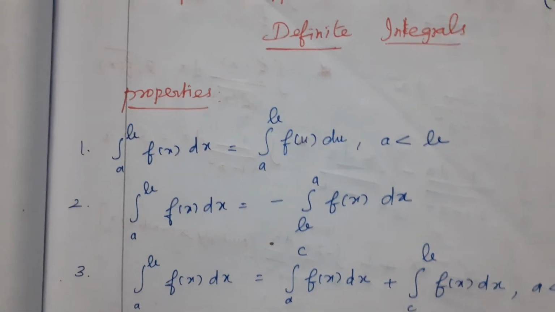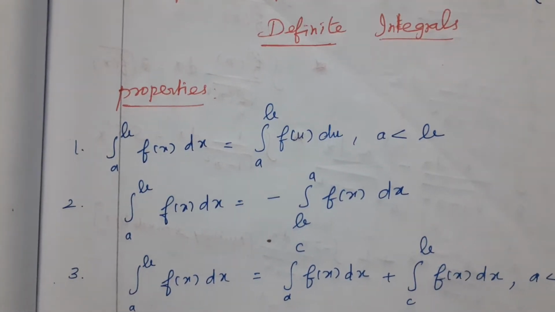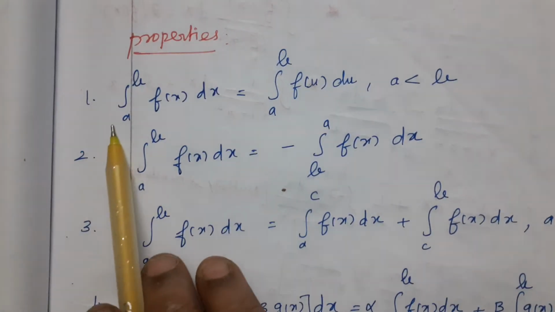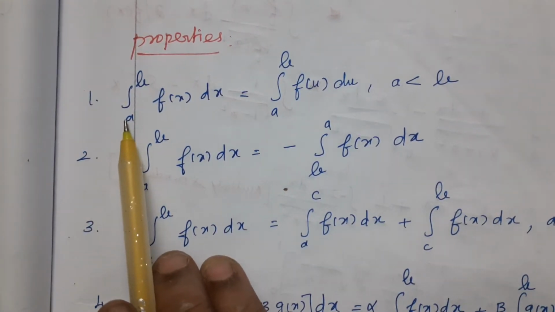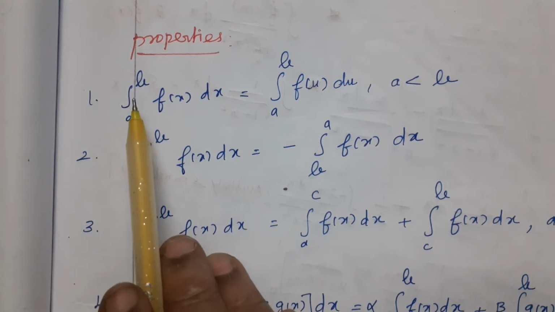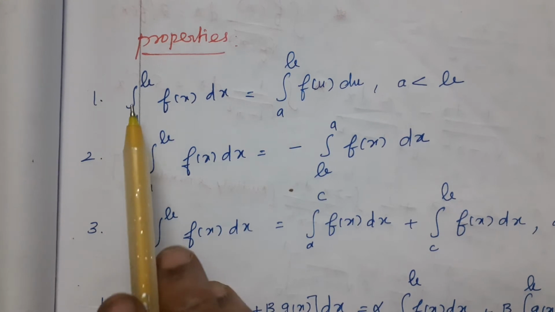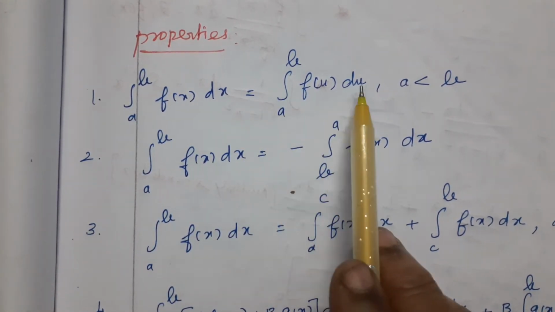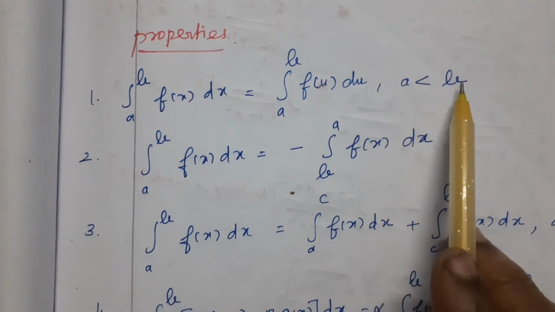Students, in today's video class I am going to recall the properties of the definite integral. What is the first property? Already I recalled that one. Today also we want to learn once more the properties of the definite integral. Integral of a to b f of x dx is equal to integral of a to b f of u du.